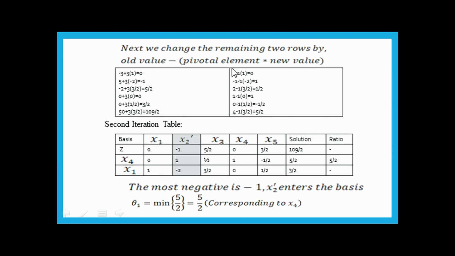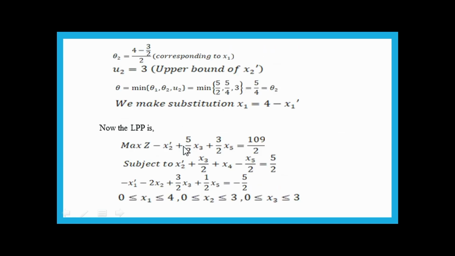Next, here x2 dash has the most negative value. So we have to find u2 value. The upper bound of u2 is 3. Now we have to find theta equal to minimum of theta 1, theta 2, u2, which is equal to minimum of 5 by 2, 5 by 4, 3, which is equal to 5 by 4, which corresponds to theta 2. So now we follow the algorithm.